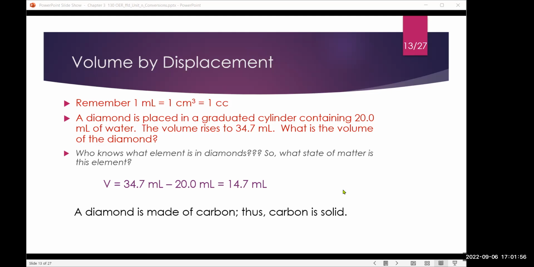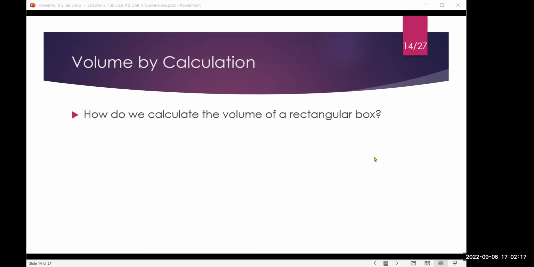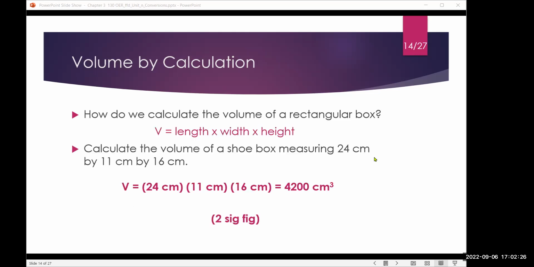Question is what state of matter is the element? Carbon, if you recall from the periodic table, they showed the gases and the liquids and solids. Carbon is in the solid element state at 35 degrees Celsius. Obviously, on the sun, it would be a different state. Right now, how do we calculate the volume of a box? We did that already. Okay, as follows.